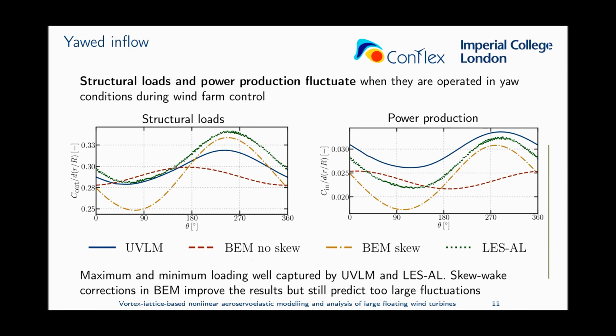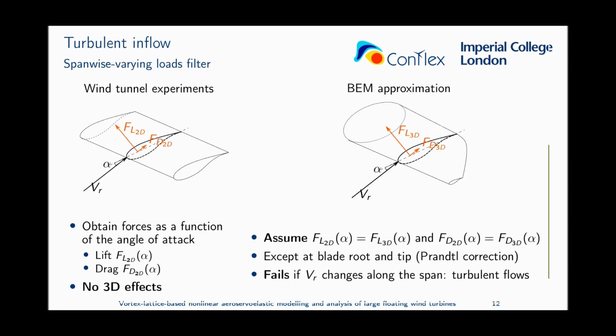In these cases, the UVLM and the LES results are very accurate because they both account for these unsteady and three-dimensional effects. And the third flow we are going to see today is the turbulent inflow, when we have turbulence in the wind.